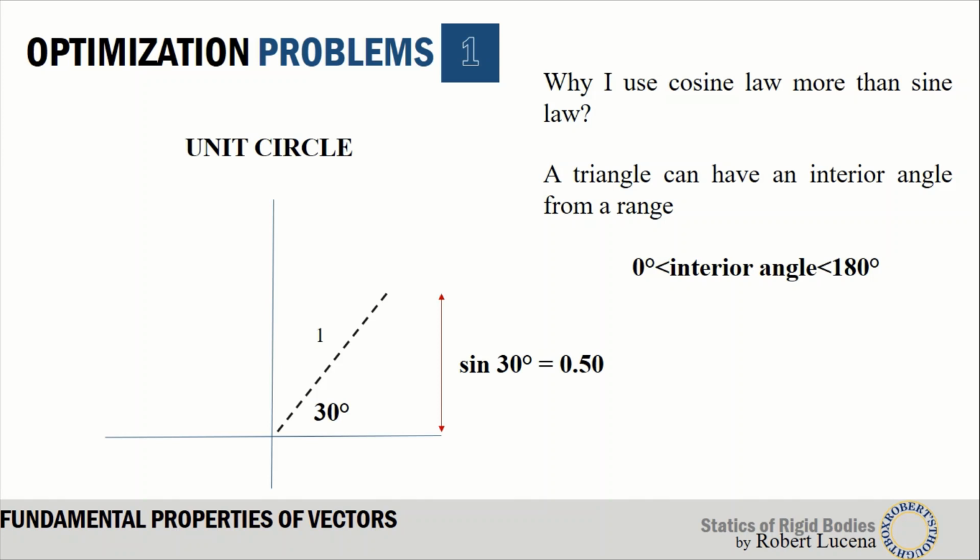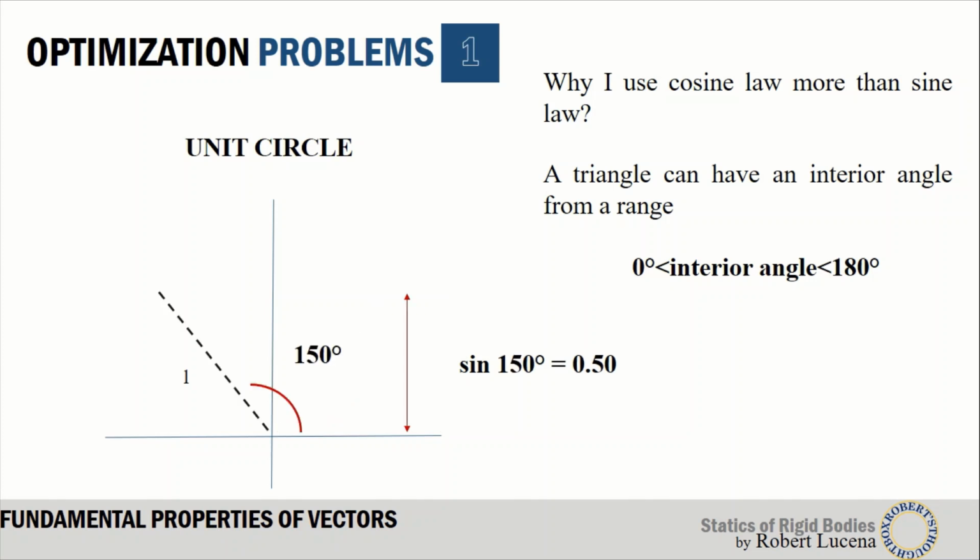So let's try to recall your unit circle. Remember that from a unit circle, the y component of a segment that is equal to 1 is the value of sine. So in here, sine 30 is equal to 0.5. And also, sine 150 is also 0.50.